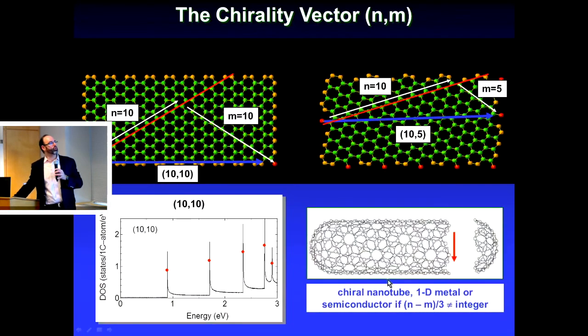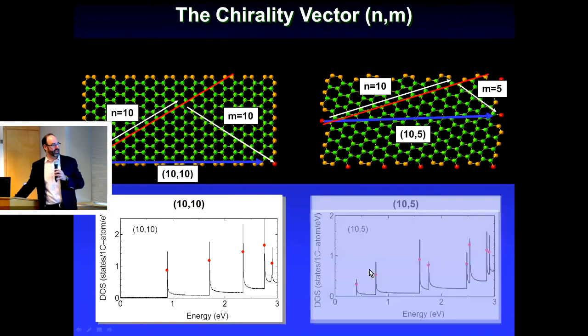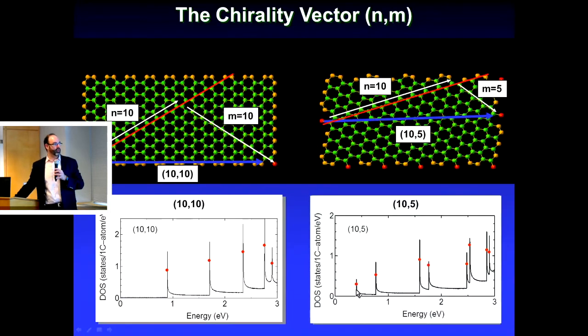And you can roll the tube in a variety of different ways. Like this makes a 10-5 tube, 10 hexagons, 5 hexagons. The 10-5 tubes, it's a misnomer, but we call them chiral tubes, actually. They're semiconductors if the two integers, n minus m divided by 3, is not an integer. If the mod of n minus m over 3 is not an integer, then it's a semiconductor. Otherwise, it's a metal, and it's called a chiral tube.